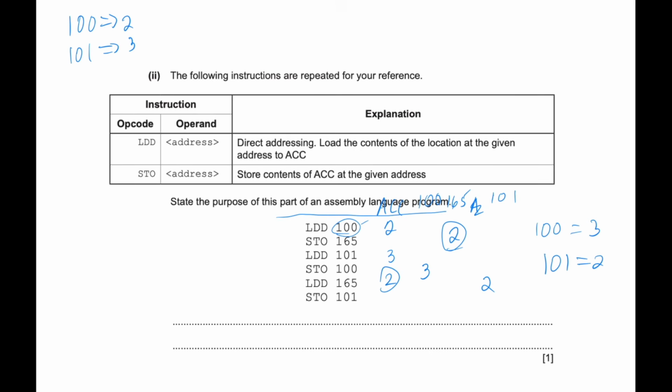So essentially what we were able to do is swap between the addresses 100 and 101 using the location 165 as an intermediary, like a temporary storage spot. So state the purpose of this part of an assembly language program. So swap values at location 100 and 101. Okay, cool. That's the end of the A-level question.